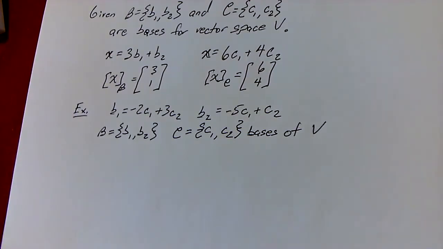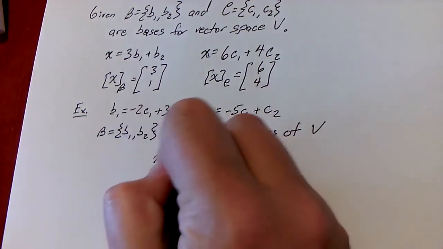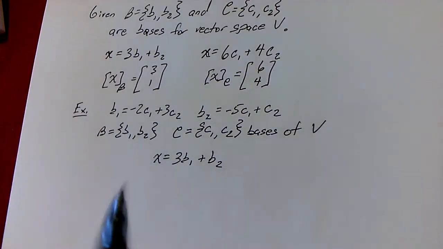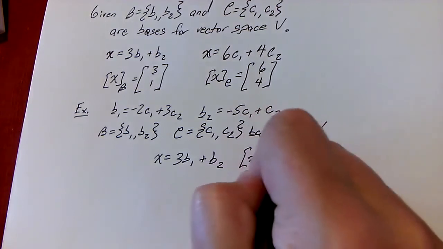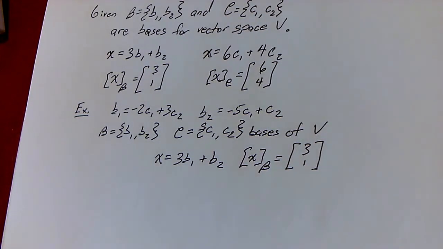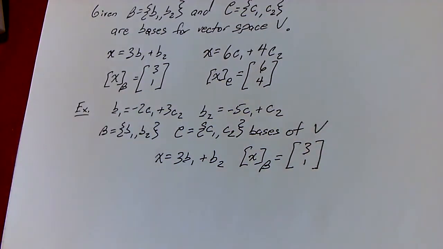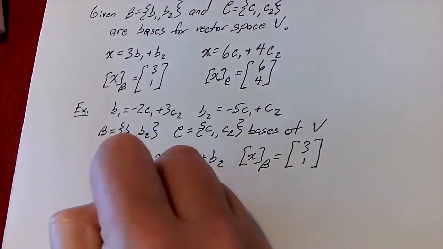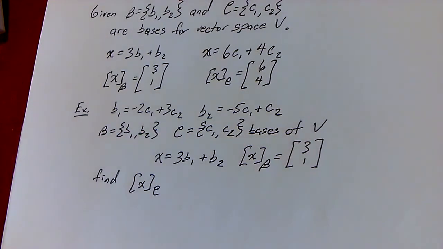So I've got my vector space, I've got my setup here. I'm going to have a vector X that's equal to 3B1 plus B2. And we know from this information that the coordinate vector of X with respect to B is equal to 3, 1. That information is the same as we used there. But I have some information now about B1 and B2 instead of just having the information about X given to me. So our job is going to be to find this coordinate vector of X in terms of C.